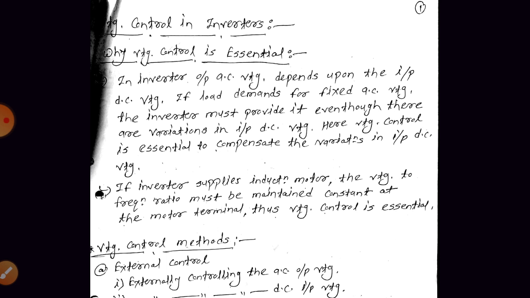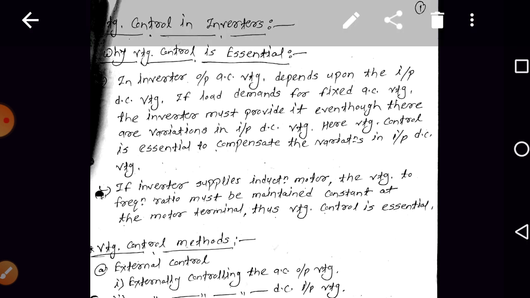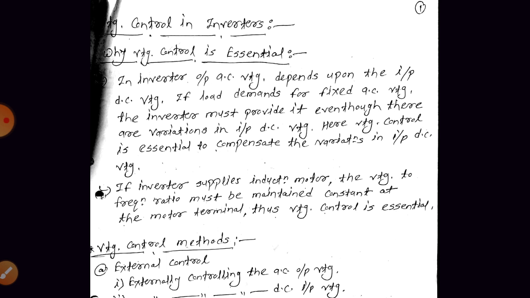Or as we know, in the induction motor the most popular method of speed control is a V by F ratio constant, that is a voltage to frequency ratio constant, right? So while using the voltage to frequency ratio control, we need to change the voltage as well as frequency for controlling the speed of the induction motor. So in this case also we need different output voltages of the inverter. So that's why the voltage control is essential.